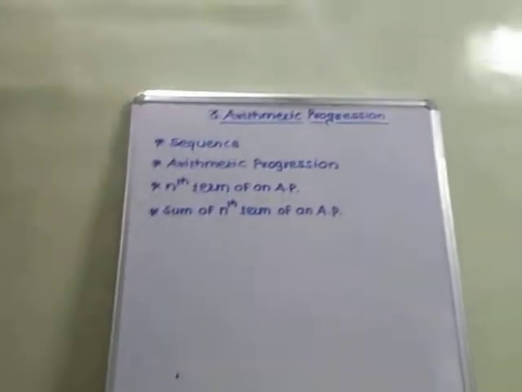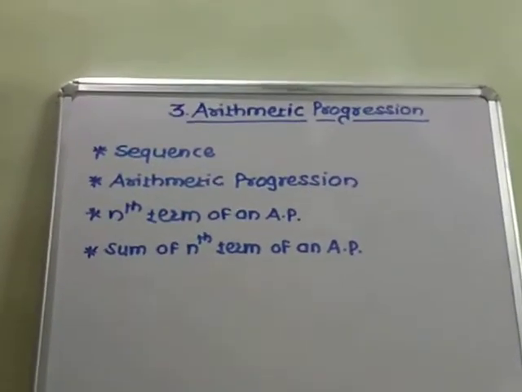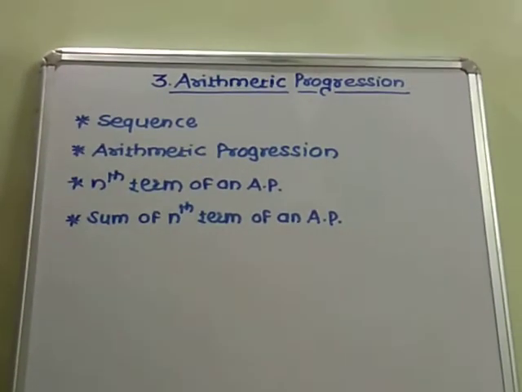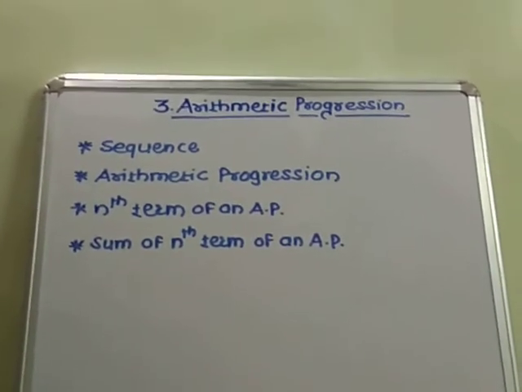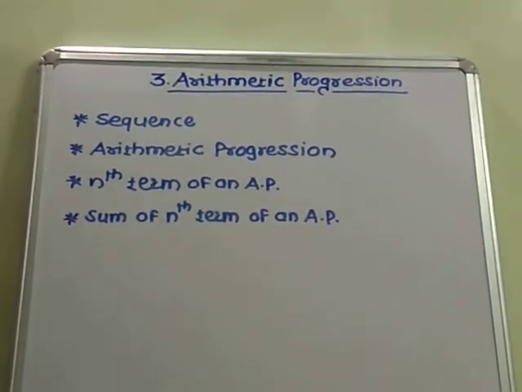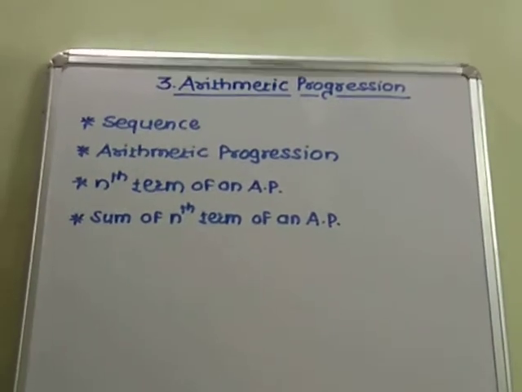Okay, the major outline points of this lesson are sequence, arithmetic progression, nth term of arithmetic progression, and sum of the first n terms of arithmetic progression. Okay, let's clear one by one.